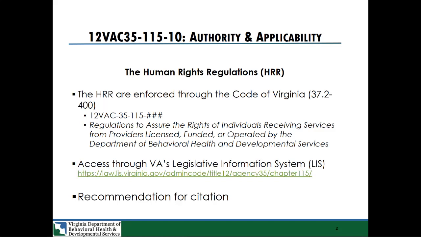So as previously stated, these regulations are enforced through Virginia Code. So in the event that there is non-compliance with regulatory mandates or stipulations, the Office of Human Rights will recommend a citation that will be sent to the Office of Licensing. Citations initiate the documented corrective action process.